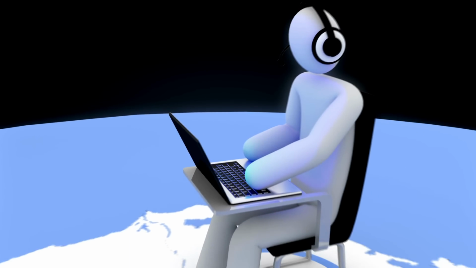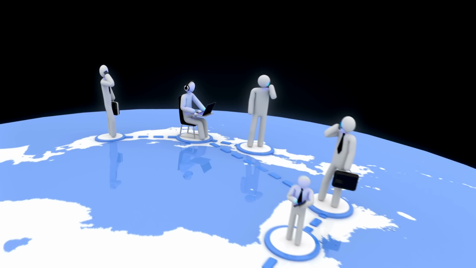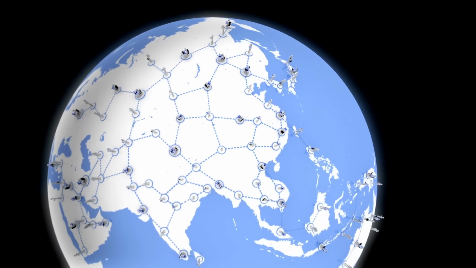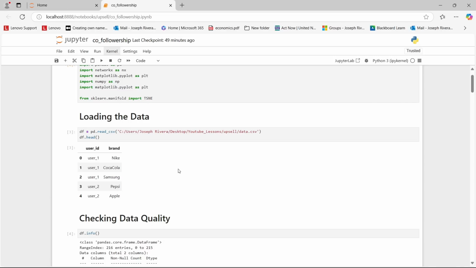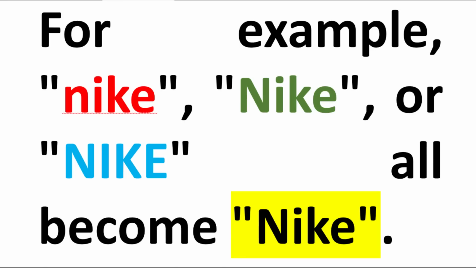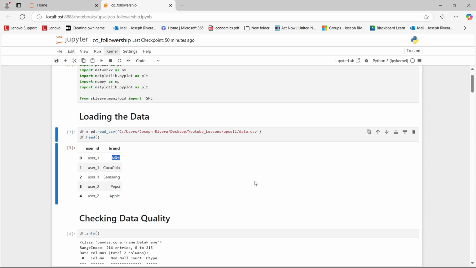Now we are going to build our network. First things first, we've got a data set that tells us who follows which brand. Each row has a user ID and a brand name. So we clean the brand names by using this one. This makes sure that all the brand names are neat, with no extra spaces, and follow the same title format. For example, for Nike, whether it's spelled with a small n, or all caps, all of them become Nike, just like this one. All of these follow the same format.